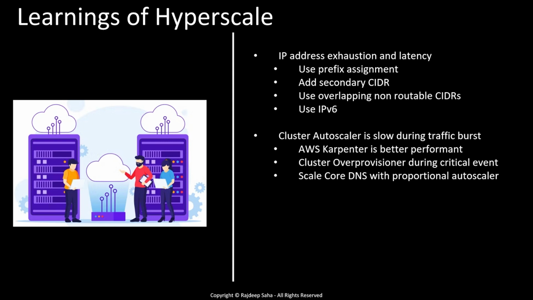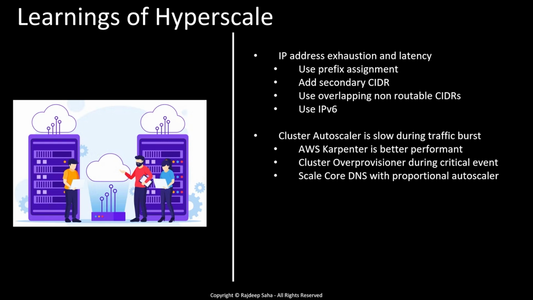So the traditional Cluster Autoscaler, which scales the EC2 nodes, could be a little slow during traffic bursts. AWS Karpenter is more performant. Generally, Cluster Autoscaler spins up EC2 nodes in minutes, and Karpenter spins them up in seconds because Karpenter does not need to go through autoscaling groups. It can directly call EC2 APIs.